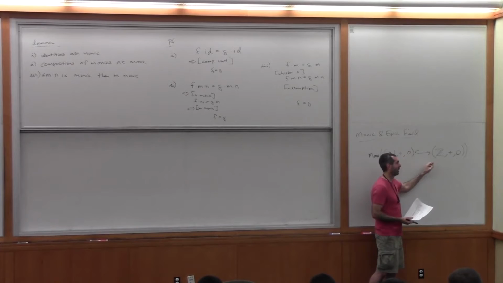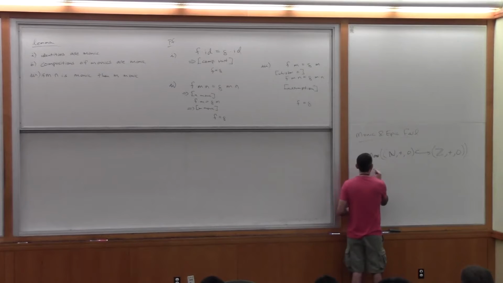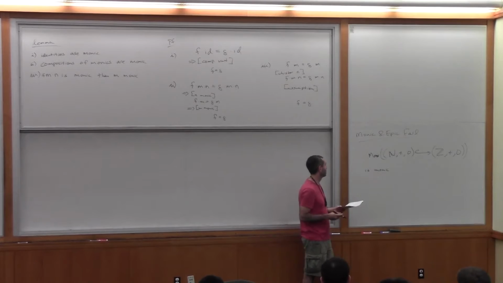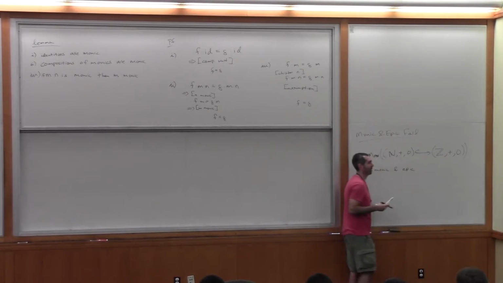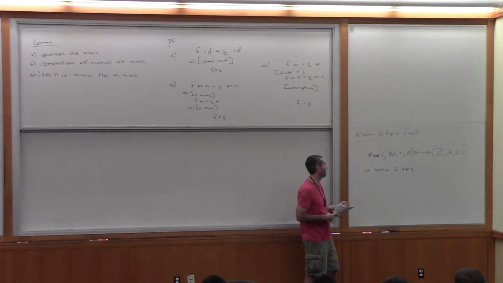Okay? So this map is monic, which is pretty easy to see, but you can think about this later if you want. But it's also epic, which is a bit harder to prove. If you want, you can talk to me about this later and I'll give you a pointer to it. But it turns out that it's epic. Basically, where the generators go determines where everything else goes. Something like that is what's going on.